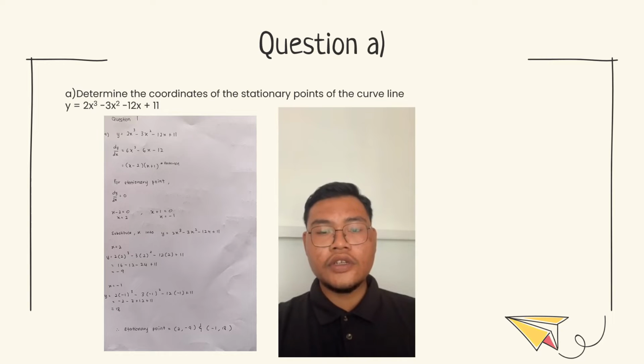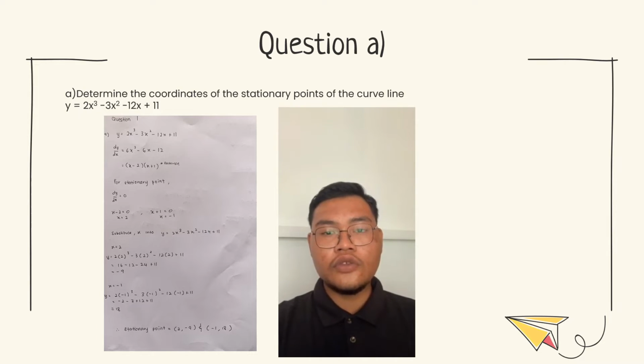Based on the question, we have y equal to 2x cubed minus 3x squared minus 12x plus 11. First of all, we need to differentiate it with the first degree of differentiation. So dy over dx is equal to 6x squared minus 6x minus 12. For an easy answer, we need to factorize it into (x minus 2)(x plus 1).